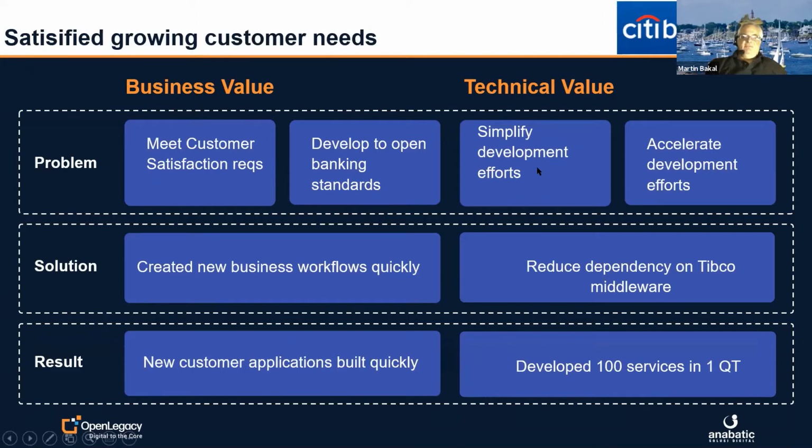From a technical value perspective, the way we did this was by simplifying deployment efforts and accelerating the development efforts. And a lot of this was done by reducing their dependency on their middleware. Not everyone does that. Some people want to use their middleware with what we do, and that works fine. This allowed them, though, to produce 100 services with APIs in 1 quarter. And they've been working with us for a number of years and are very happy, and it's enabled them to do that a lot.